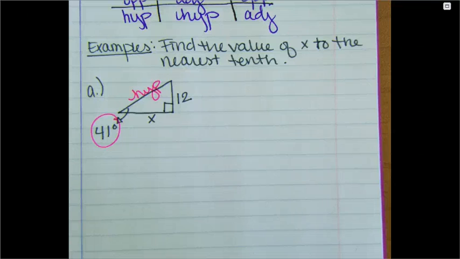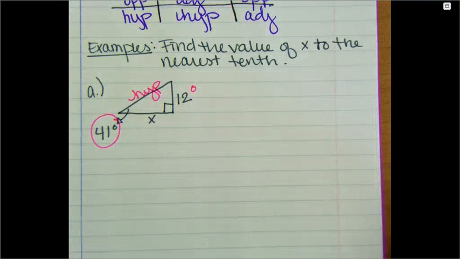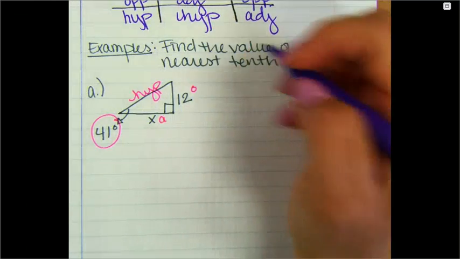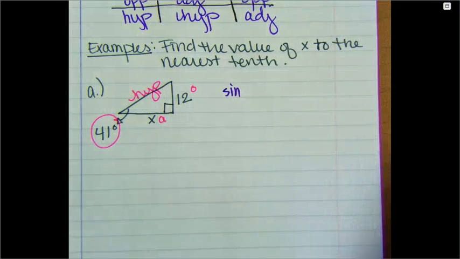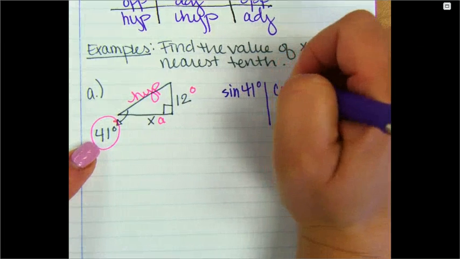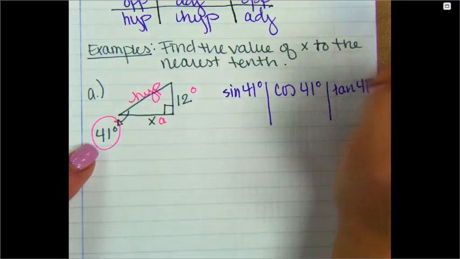Your opposite is located where? At the 12. The opposite. And x is labeled as the adjacent. Make your chart. But when you make your chart, instead of angle A, you're going to put sine of what? 41 degrees, because that's what we have now. So sine of 41 degrees, cosine of 41 degrees, and tangent of 41 degrees.